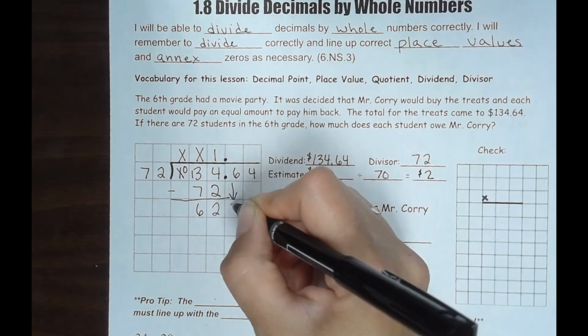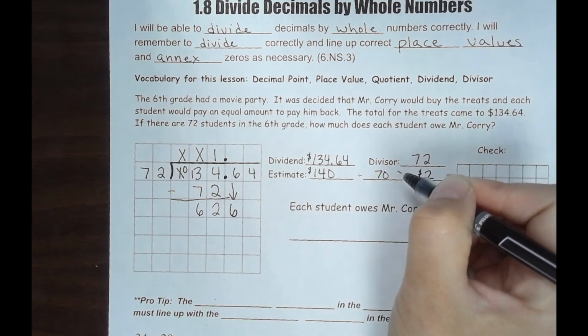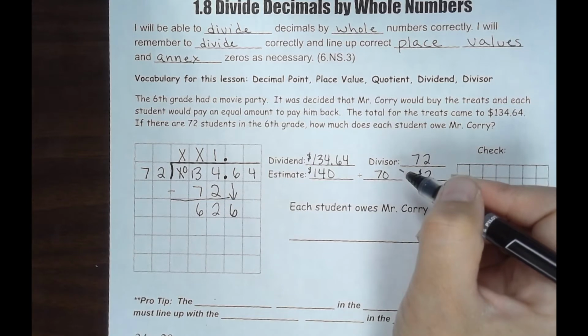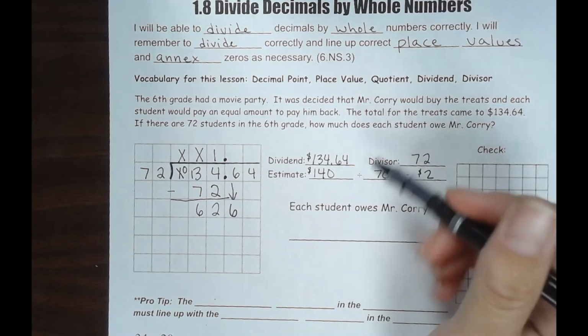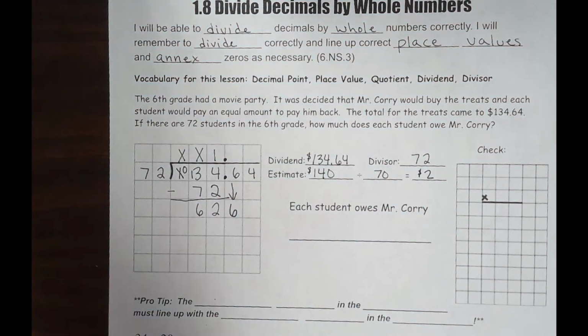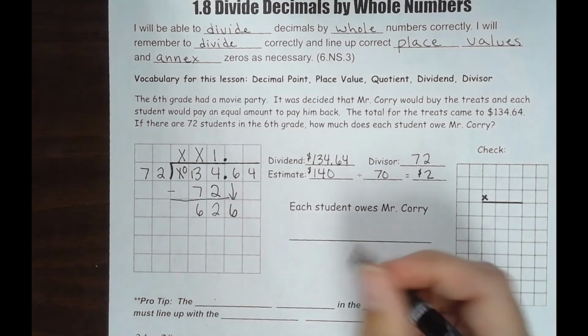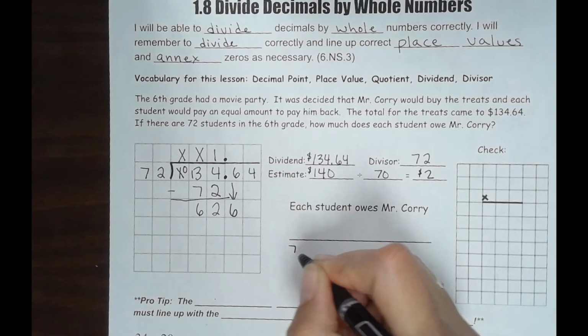Now we're looking at tenths. We're saying we have 626 tenths, or in this case, since it's money, that would be dimes, right? Because a dime is a tenth of a dollar. Now, how many times do you think 72 will go into 626? I'm guessing somewhere around 8 or 9. So let's try 9 and see what happens.